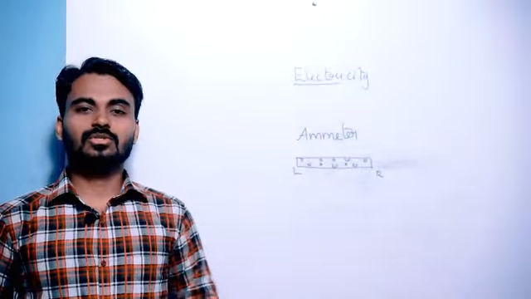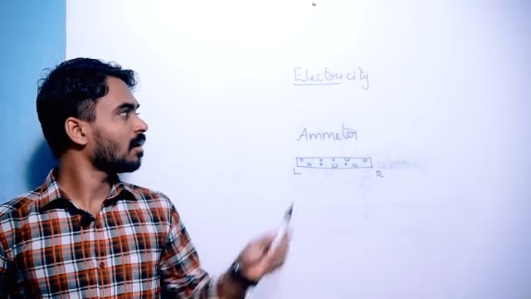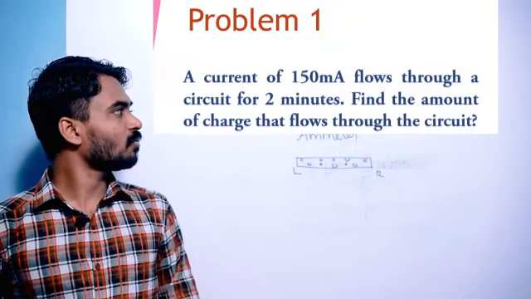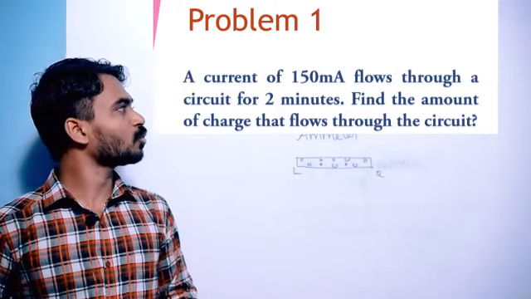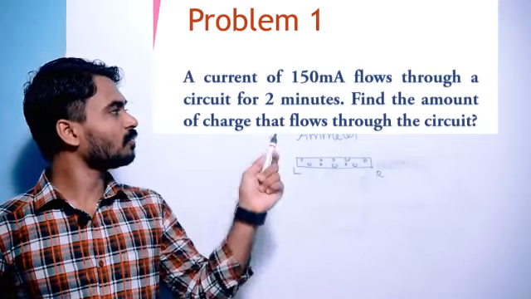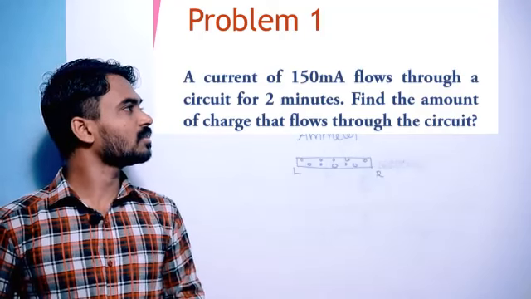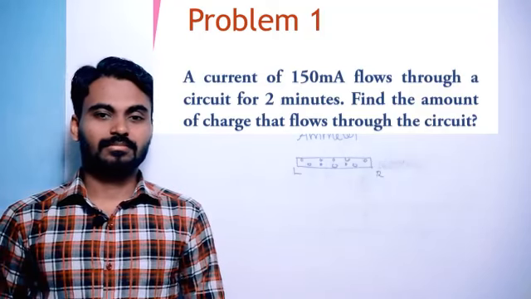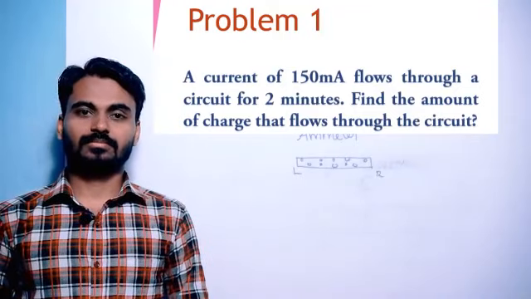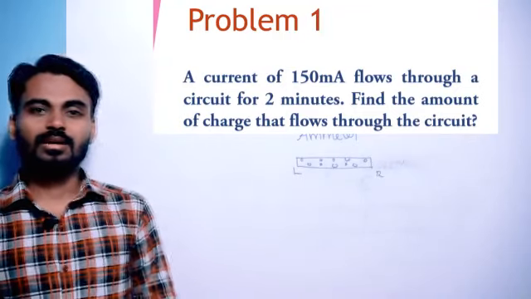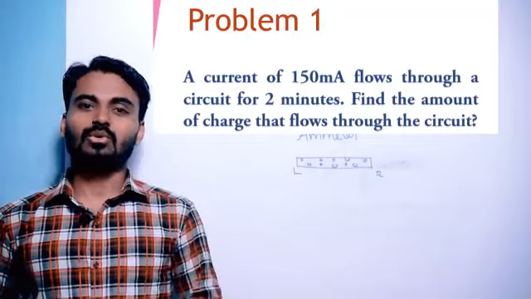Okay, now move on to the first question. An electric current of 150 milliampere is flowing through a circuit for about 2 minutes. What is the amount of charge that is flowing through this circuit? That's the first question. Simple and easy one. We will try it, okay? Just look how we can solve a problem.